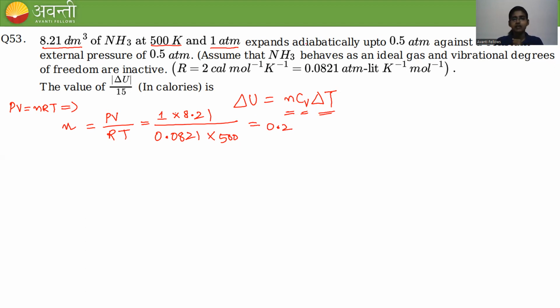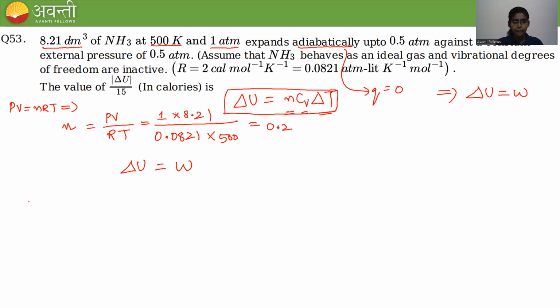And also in the question, they have given the process is adiabatic. For an adiabatic process, Q is equal to 0. So if Q is equal to 0, then from the first law of thermodynamics we get delta U is equal to W. So what is delta U? It is nCv delta T, right? Let me write this. nCv delta T is equal to the work done, which is minus P external delta V.